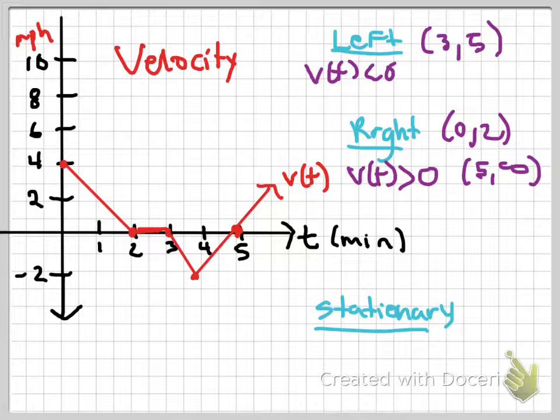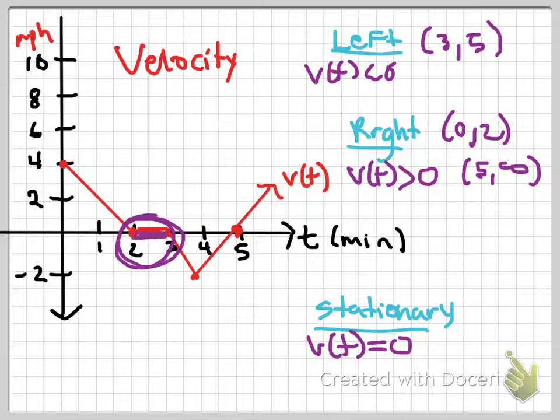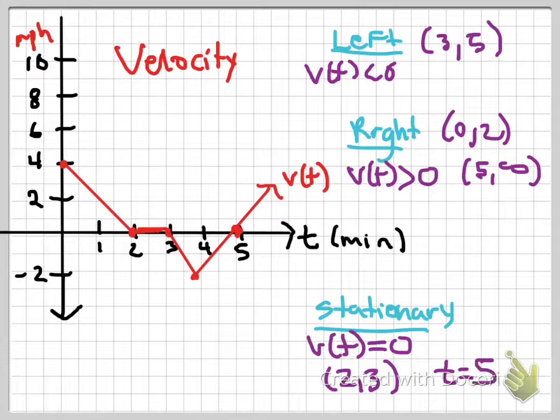When is it stationary? Well, that's when velocity equals 0, 0 miles per hour. And I'm seeing 0 miles per hour here from 2 to 3 minutes because it's at the 0 marker here. I'm also seeing that at 5 minutes, it's equal to 0 miles per hour. So I'm seeing a couple of answers. From 2 to 3 minutes, it's stationary, but also at time equals 5 minutes for just a moment in time there. And there's my answer.